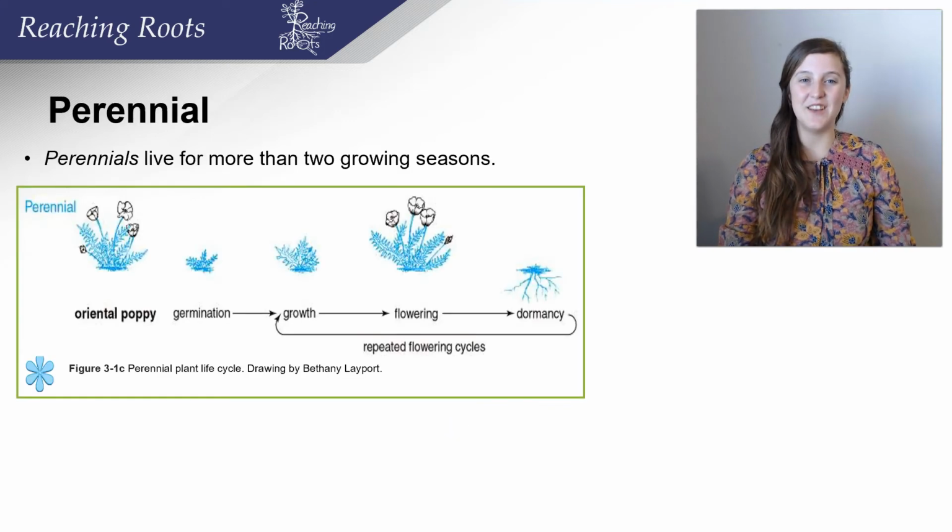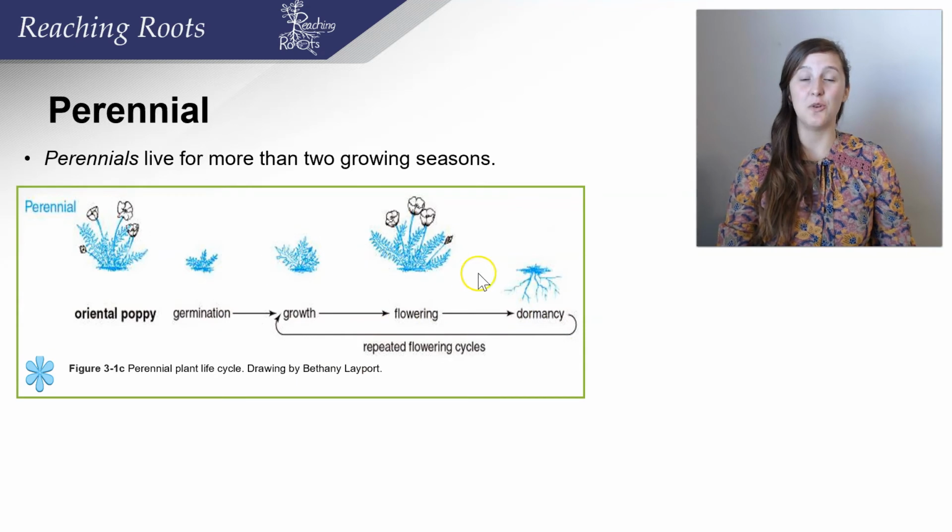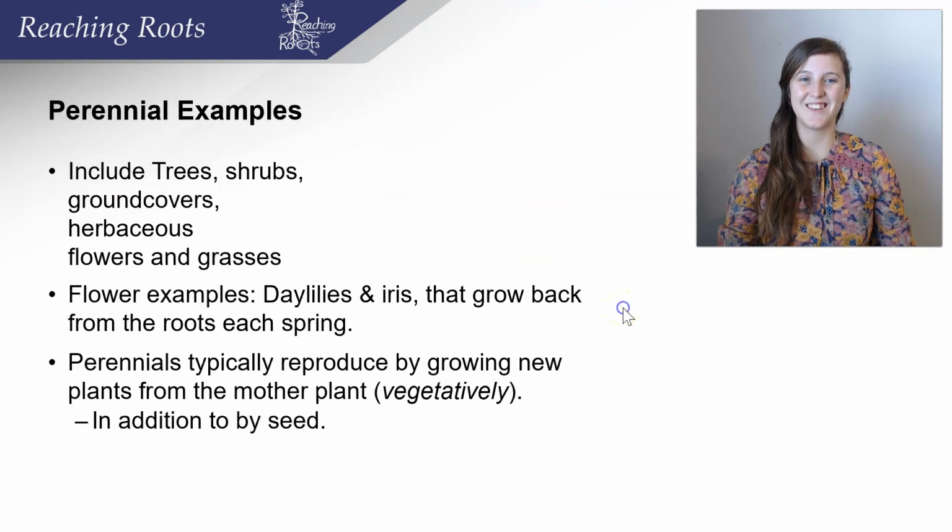A perennial lives for more than 2 growing seasons. Think of the trees that grow for many years, or shrubs, or some flowers. The plant germinates, it grows, it flowers, it enters dormancy. The next year it grows, flowers, and enters dormancy. This repeated cycle can continue for many years.